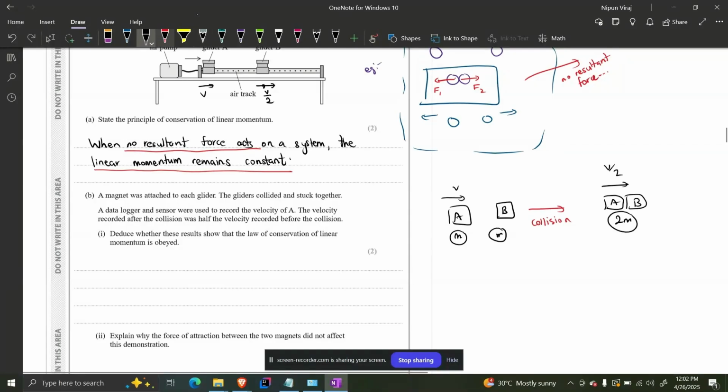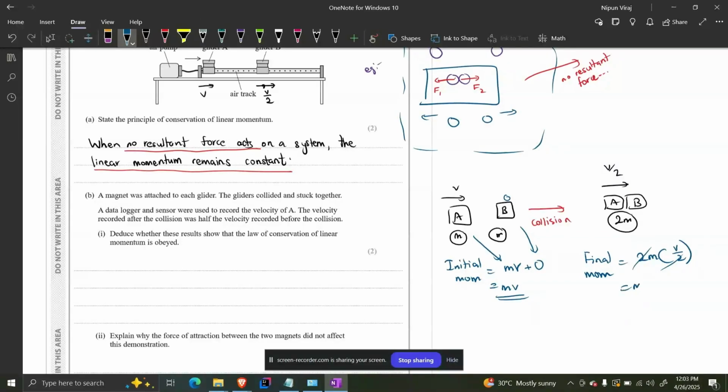So if you consider the initial momentum, it is equal to mv, because this one has no velocity, right? It is mv plus 0. From this component we get 0. From here we get mv. That is equal to mv. Final momentum is equal to 2m times v/2. So it is also mv. Therefore we can say momentum is conserved. So we can say initial momentum equals final momentum.